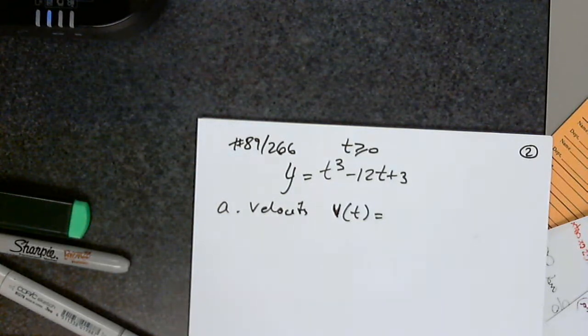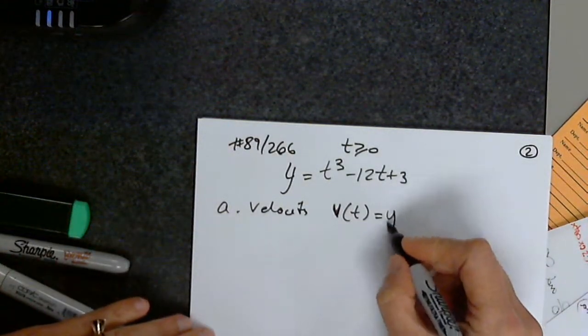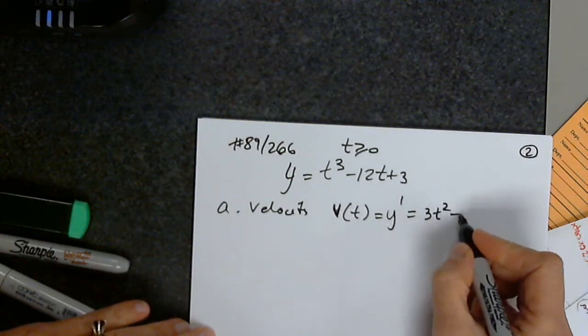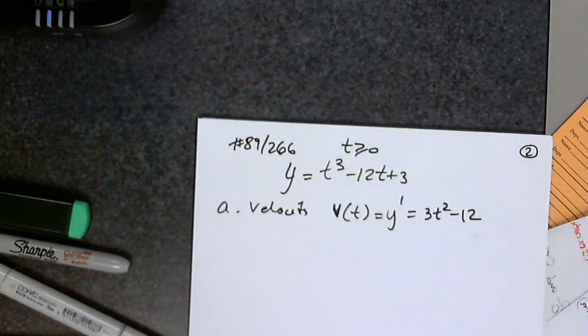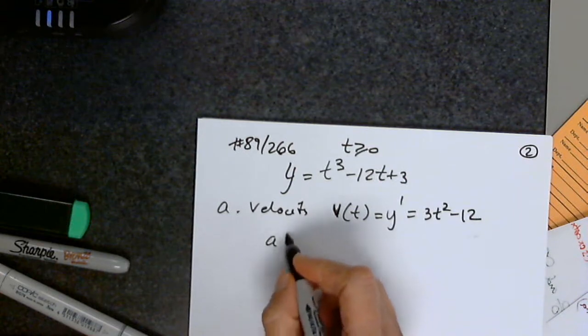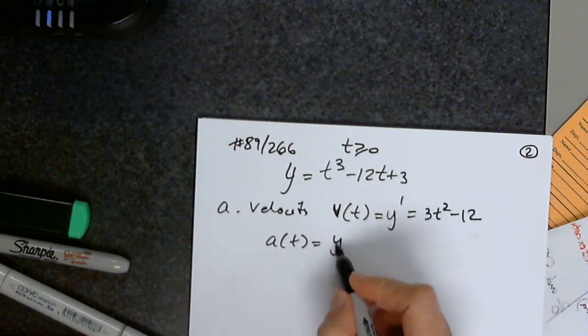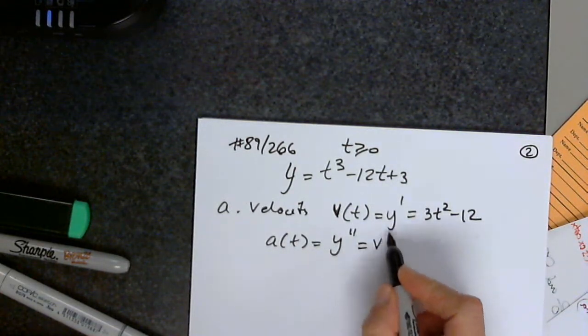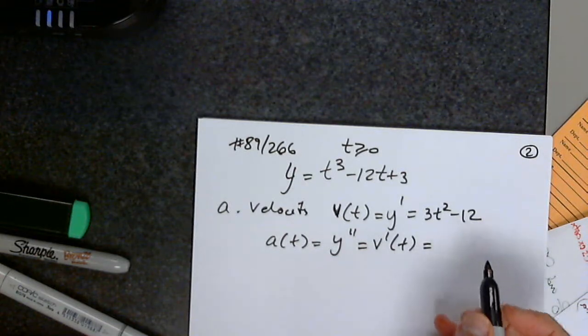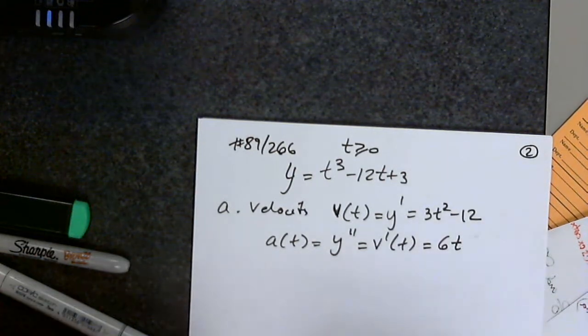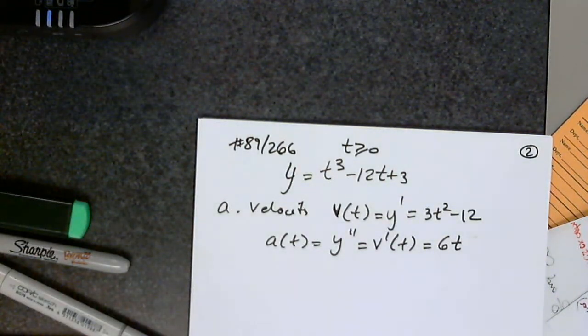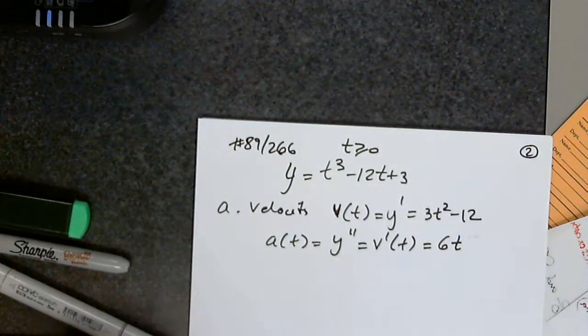Okay, so the velocity is nothing else but y prime, which is 3t squared minus 12. Do we agree with this? Okay, what about the acceleration? It will be y double prime, or it will be v prime of t, same thing, which is 6t. Do we agree so far? Yes?